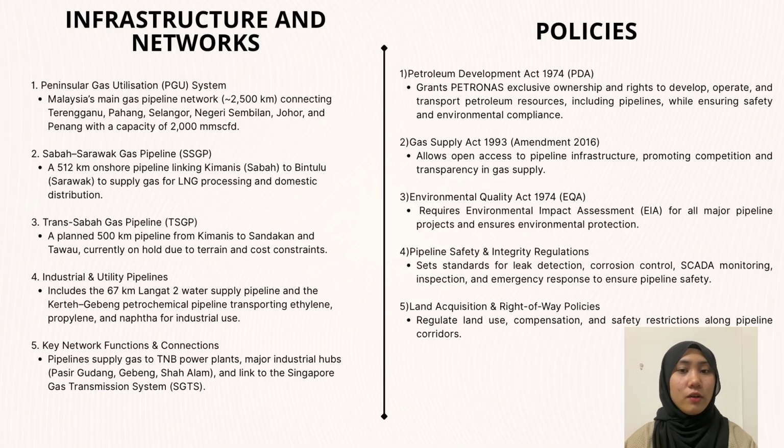We have 5. First, Petroleum Development Act 1974 grants Petronas exclusive ownership and right to develop, operate, and transport petroleum resources, including pipeline, while ensuring safety and environment compliance. Next, Gas Supply Act 1993 allow open access to pipeline infrastructure, promoting competition and transparency in gas supply.